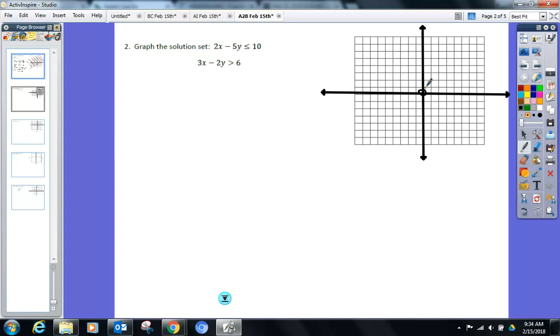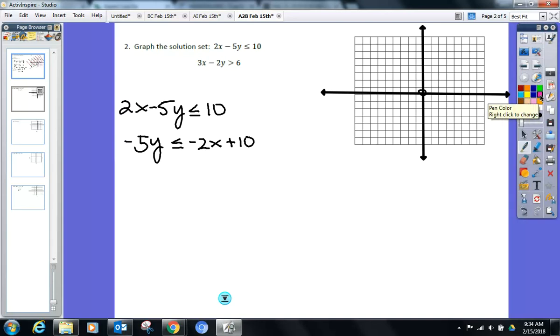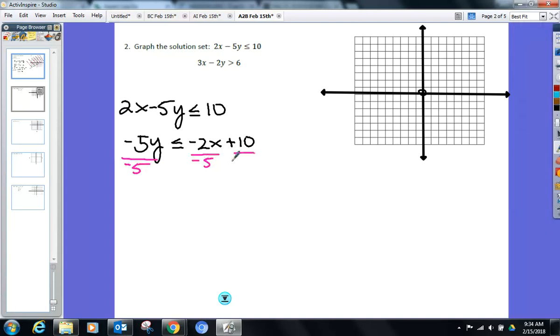All right, here we go. Let's start with 2x minus 5y is less than or equal to 10. Help me transform it. Very similar to the previous one. We're not dividing anything yet. What are we doing first? Subtract 2x over. So you get negative 5y less than or equal to negative 2x plus 10. Then we're going to divide by a what? What's going to happen here? Flip the sign, yep.